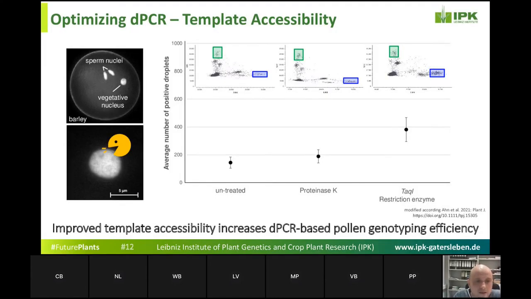So as depicted on the left side, after we have isolated the nuclei via flow cytometer, the nucleus is still intact. So in the initial experiment, encapsulating roughly 1,400 nuclei on average, without any treatment we could genotype around 160 to 170 nuclei in a single chamber. If we did proteinase K treatment, we could slightly increase the genotyping efficiency, but if we use a so-called thermostable restriction enzyme, so a restriction enzyme that is also active during the dPCR conditions, we could dramatically increase the efficiency. So we could nearly two and a half fold increase the genotyping efficiency of individual nuclei. So this tells us that improved template accessibility can increase dPCR-based pollen genotyping efficiency.